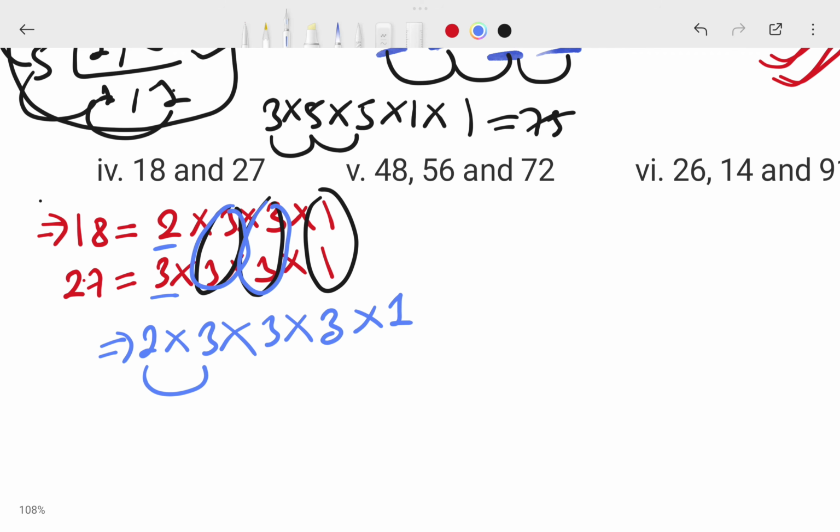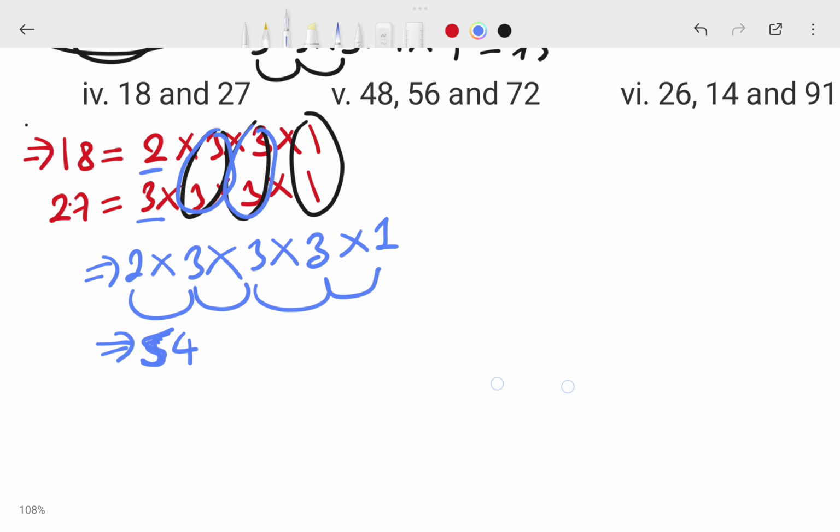2 cross 3 cross 6. 6 3s are 18, 18 3s are 54. That's going to be 54 only. So this is your answer. Is it clear to you? Right, so this is the answer. Particularly you can do it like that.